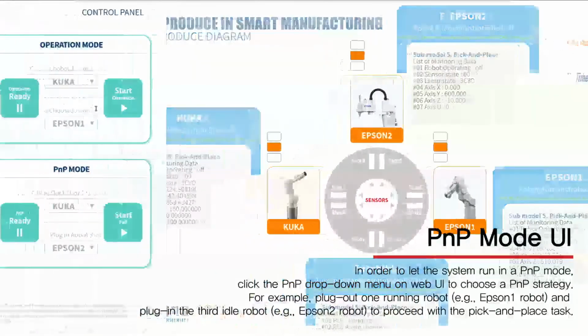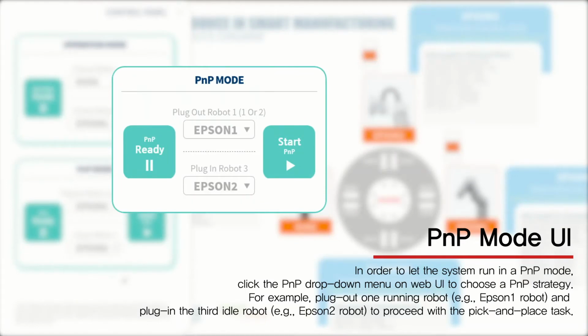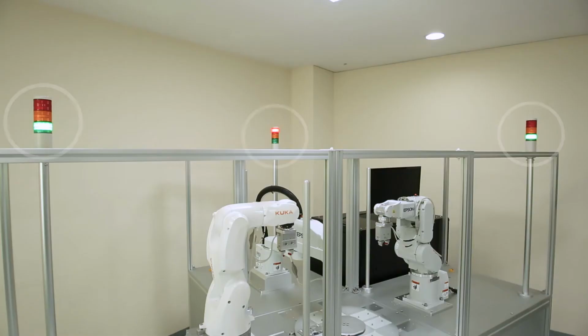In order to let the system run in a PnP mode, click the PnP drop-down menu on the Web UI to choose a PnP strategy. For example, plug out one running robot, for example, Epson 1 robot, and plug in the third idle robot, for example, Epson 2 robot, to proceed with the pick and place task.